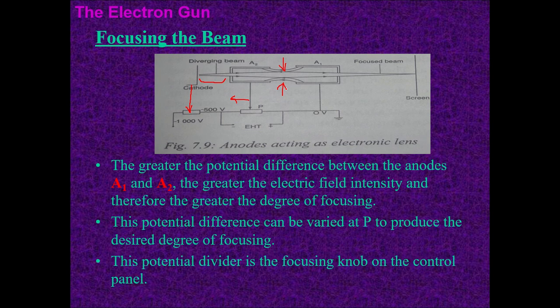So the potential divider, or what I termed the rheostat, they all do the same thing. The potential divider is the focusing knob on the control panel. As I move the potential divider either left or right, there's a potential difference that is caused, and that acts as the focusing knob because I'm directly affecting the focusing of the beam.